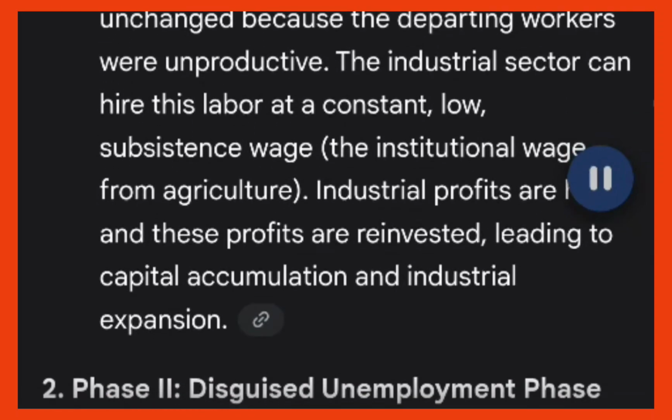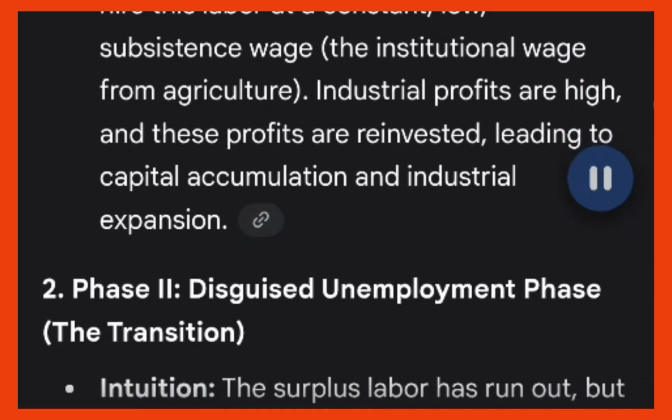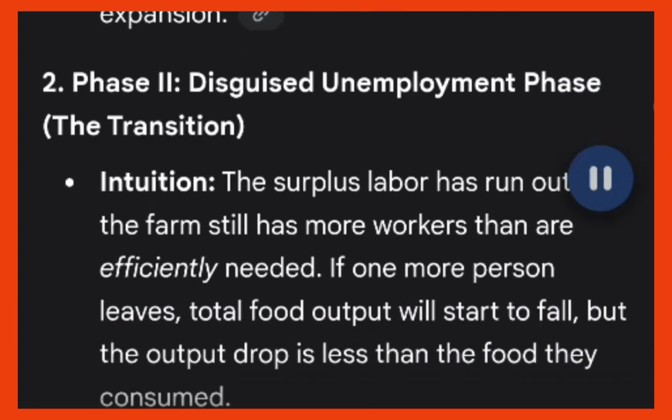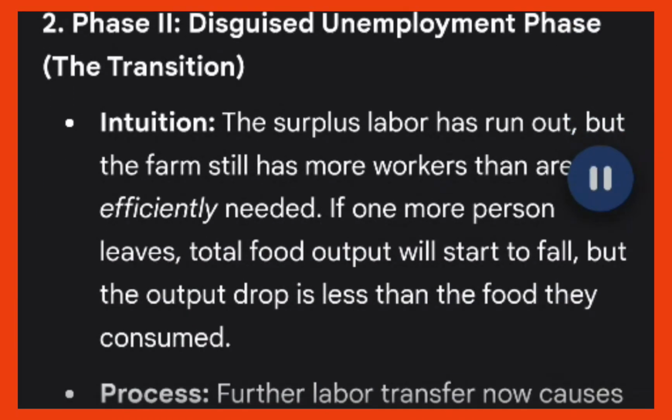Phase 2: the disguised unemployment phase, the transition. Intuition: the surplus labor has run out, but the farm still has more workers than are efficiently needed. If one more person leaves, total food output will start to fall, but the output drop is less than the food they consumed. Process: further labor transfer now causes the per capita food consumption in the agricultural sector to rise, since the remaining people share the same total output, which has only fallen slightly.